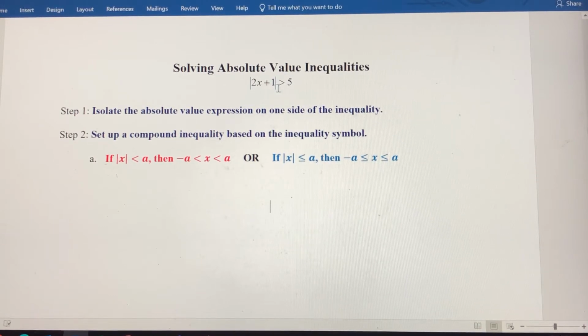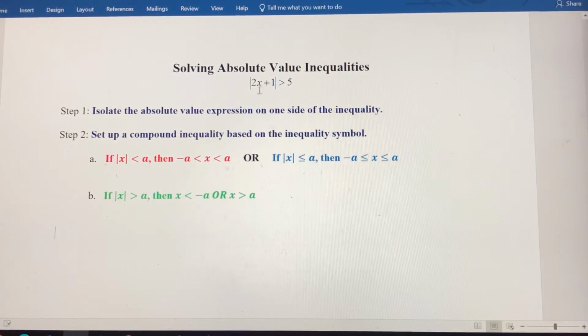Now, in a problem like we're dealing with here, absolute value of 2x plus 1 is greater than 5, then remember I said numbers smaller than negative 5 would work, and numbers larger than positive 5 would work. So I'm actually going to write a compound inequality like this. x has to be smaller than the negative version of a, okay, and then x has to be greater than the positive version of a.